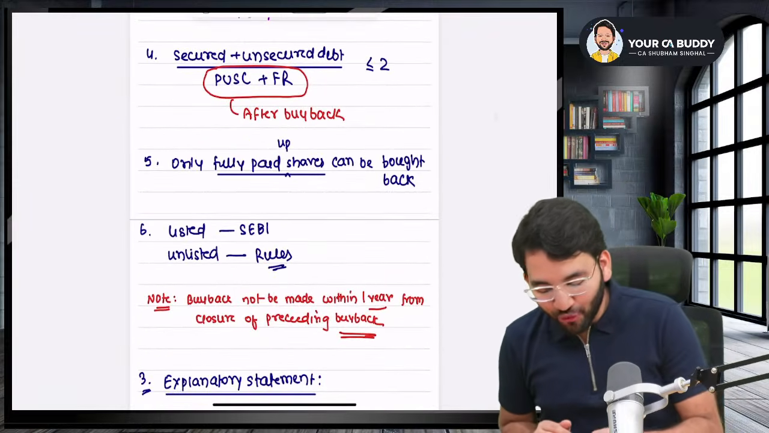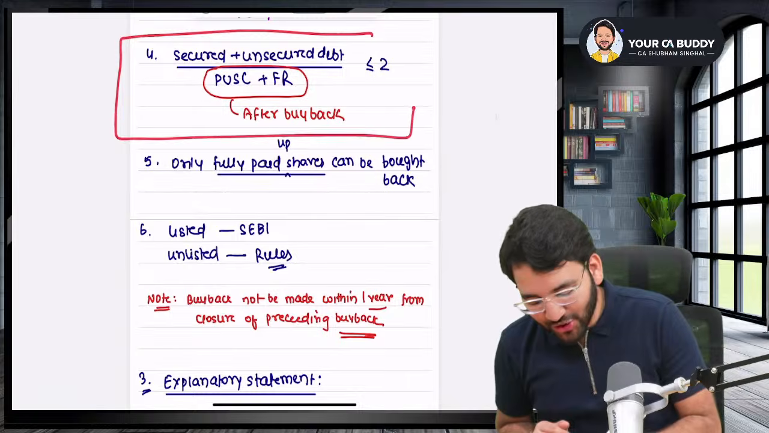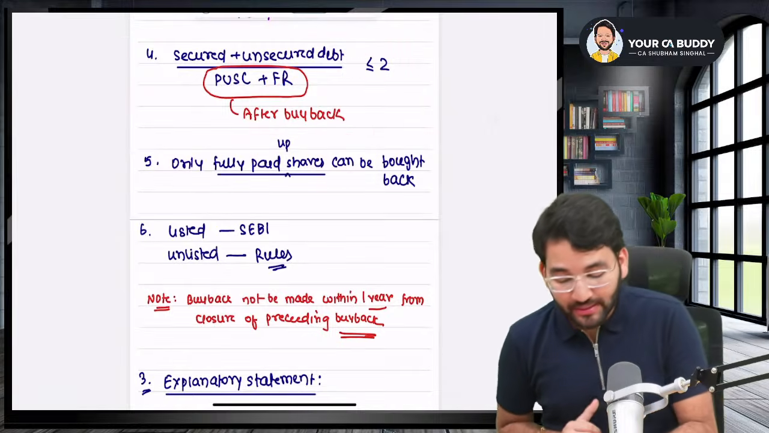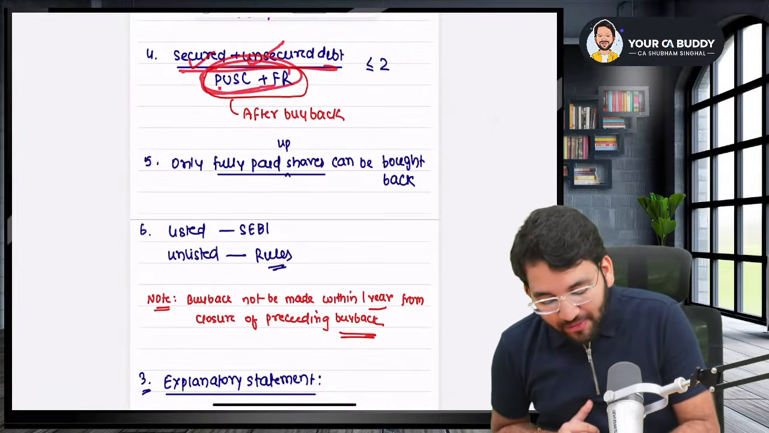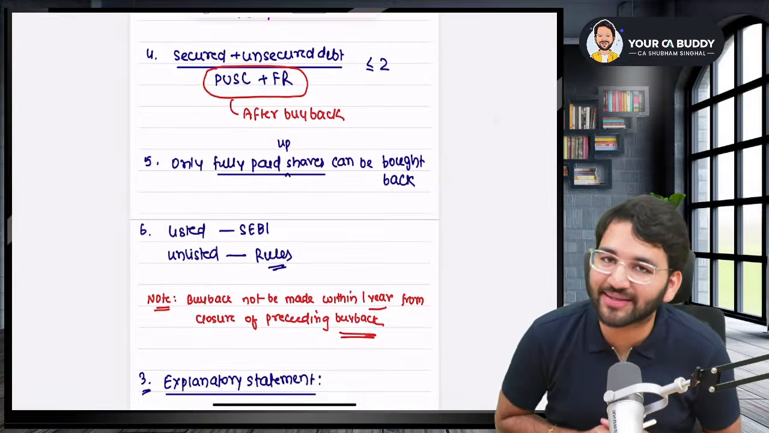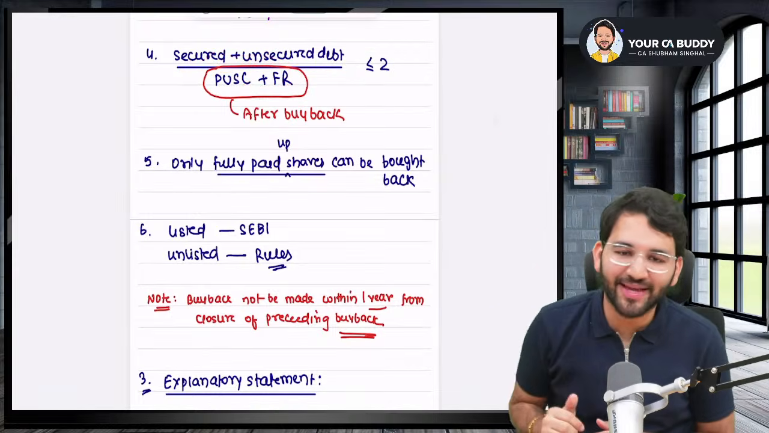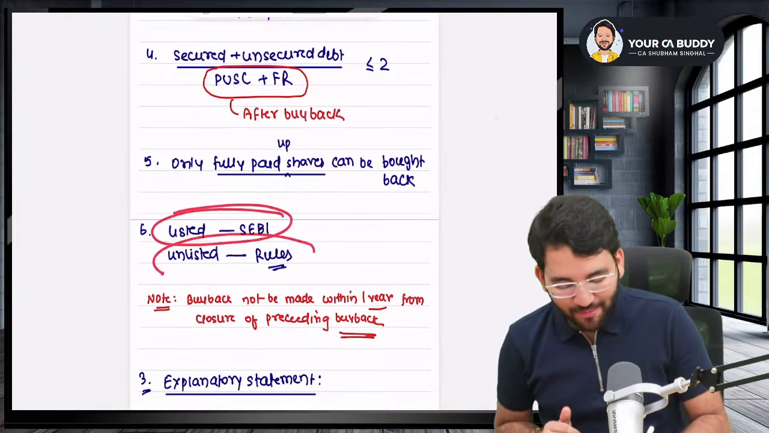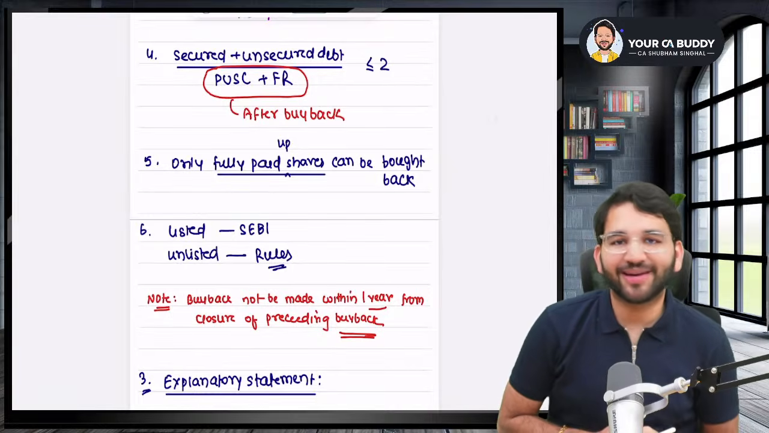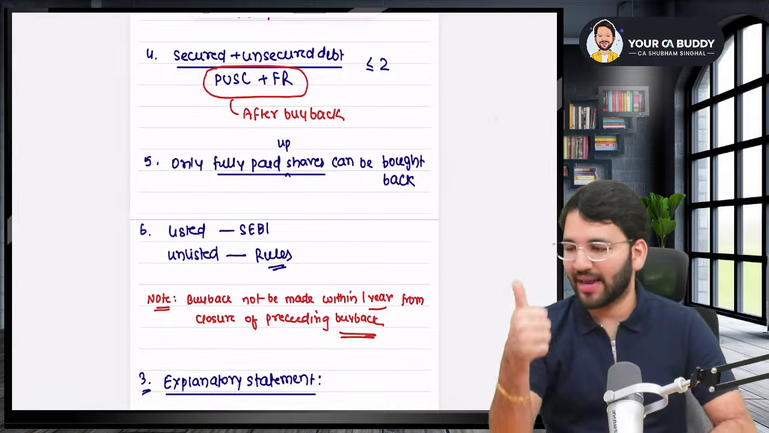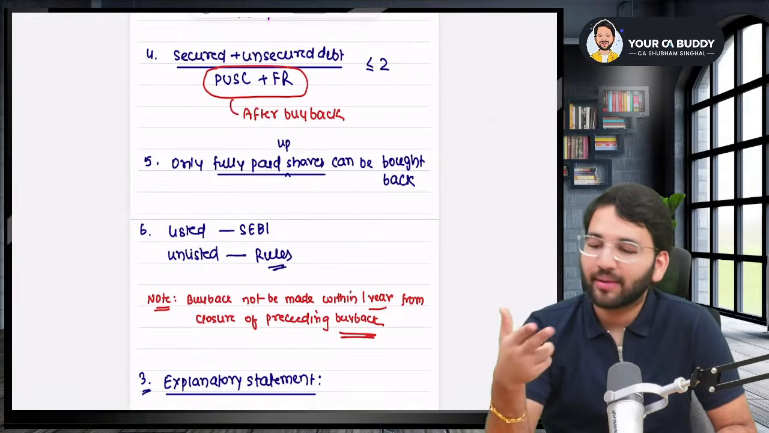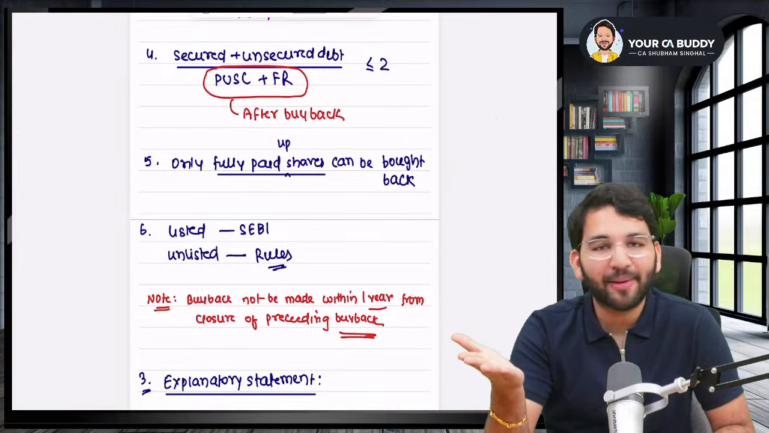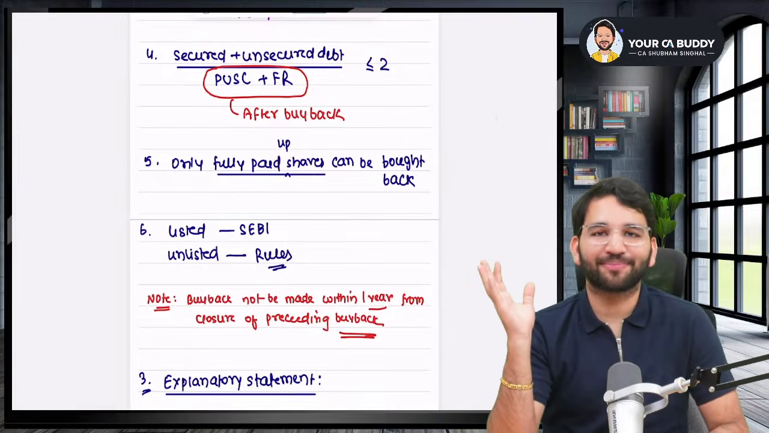After that, point number 4: secured plus unsecured debentures upon paid up share capital plus free reserves should be less than or equal to 2. That is, your debt equity ratio should be less than or equal to 2. And only fully paid up shares can be bought back. If you're a listed company, comply with SEBI. Unlisted company, comply with the rules. So there are these 6 conditions that you have to satisfy: AOA, SR, no SR, maximum limit of buyback, number 4, debt equity ratio less than or equal to 2, fully paid up shares can be bought back, and you have to comply with the rules.